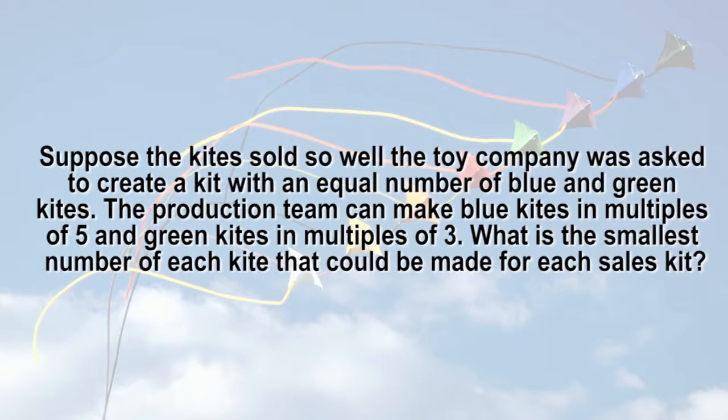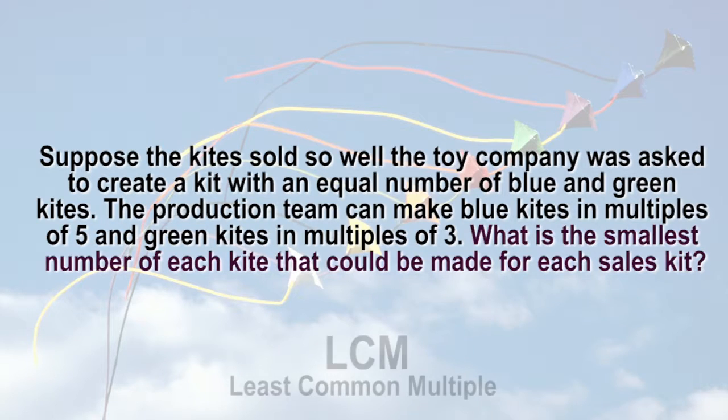Suppose the kites sold so well the toy company was asked to create a kit with an equal number of blue and green kites. The production team can make blue kites in multiples of 5 and green kites in multiples of 3. What is the smallest number of each kite that could be made for each sales kit? Because we do not have a definite set of kites in this scenario, this is a least common multiple problem.